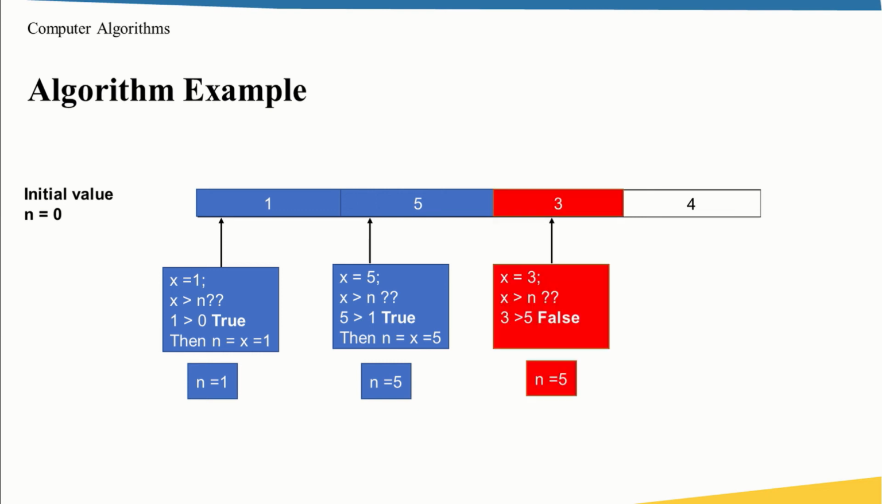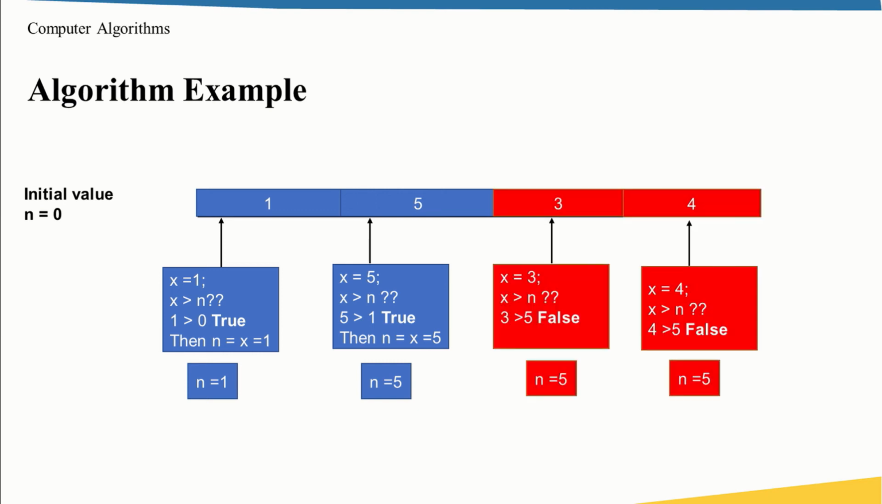If I do the same comparison for 3 and 4, in both cases I will find that the value is smaller than the value of n, so n will not be updated, and I will keep the value 5 inside n. Now, because I reached the final item, which is 4, no more comparison is required, and the variable n will have the largest number, which is 5. And that's all for this example.